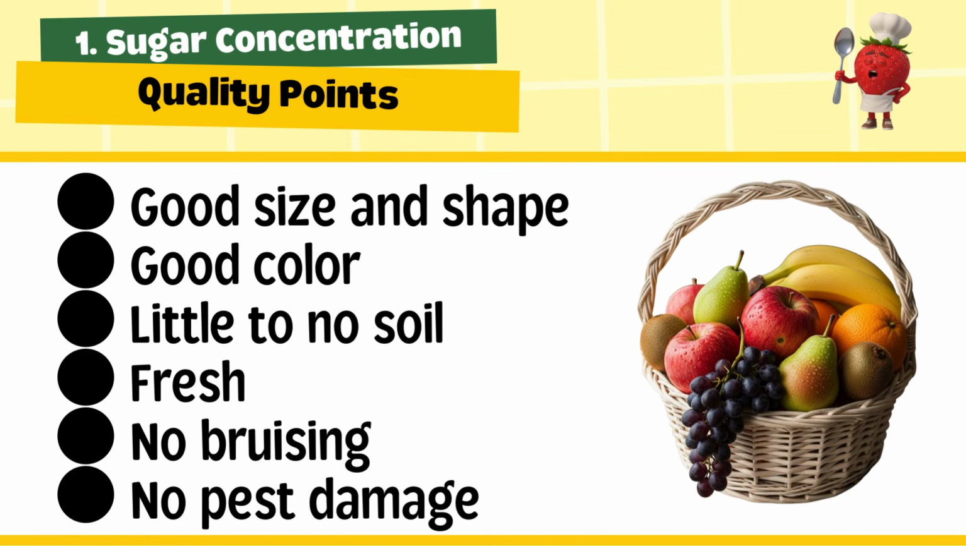Quality points for good fruits. Good size and shape, not too small, not deformed. Good color, bright and even, shows ripeness. Fresh, harvested at the right time, not wilted. No bruising, no cuts or soft spots. Little to no soil, fruits should be clean. No pest damage, no holes or insect marks.